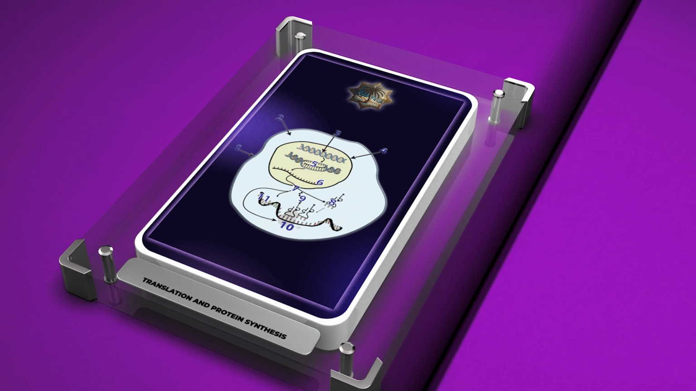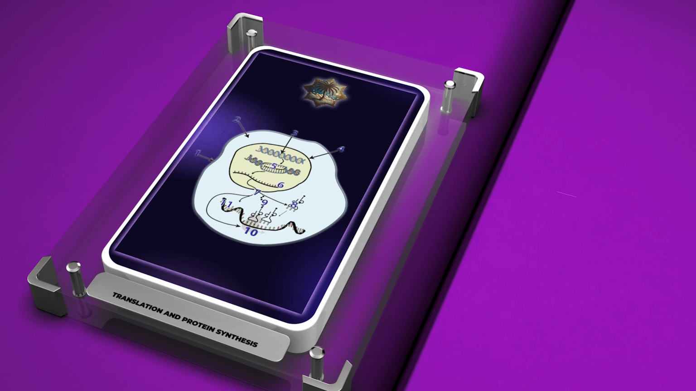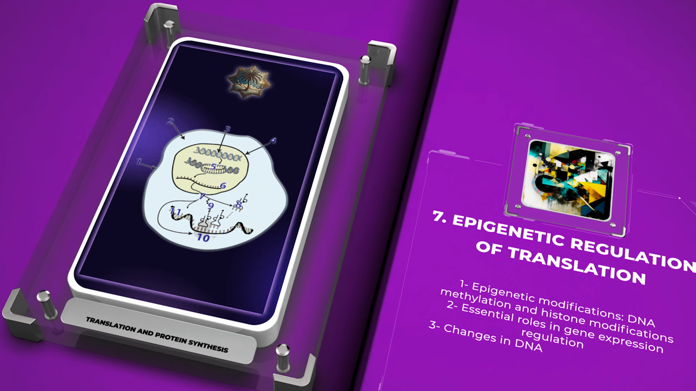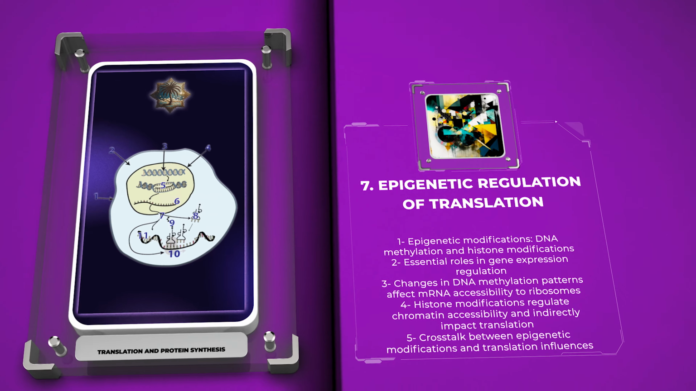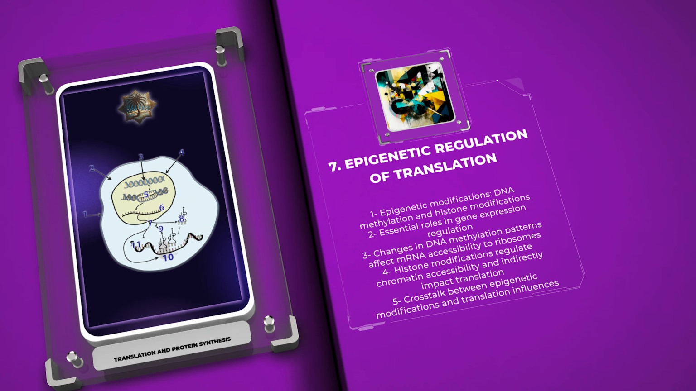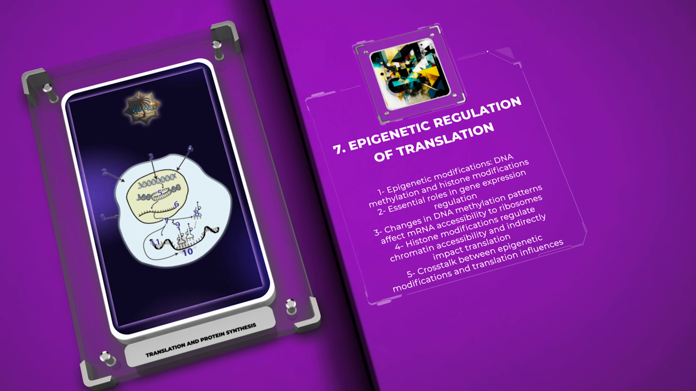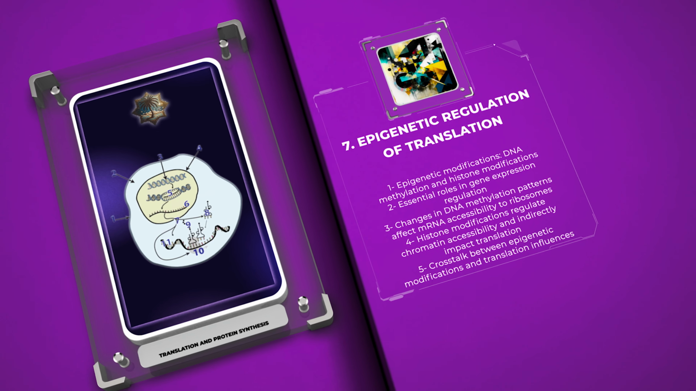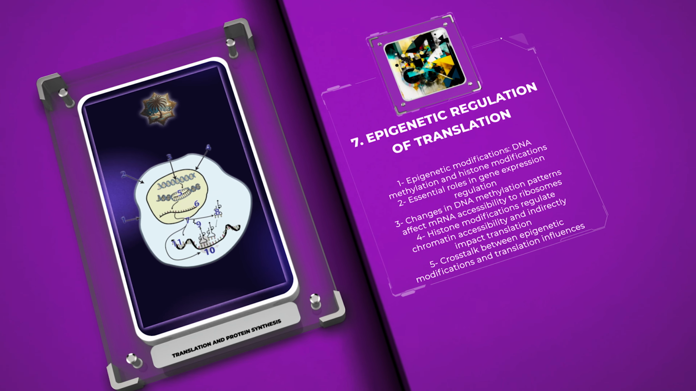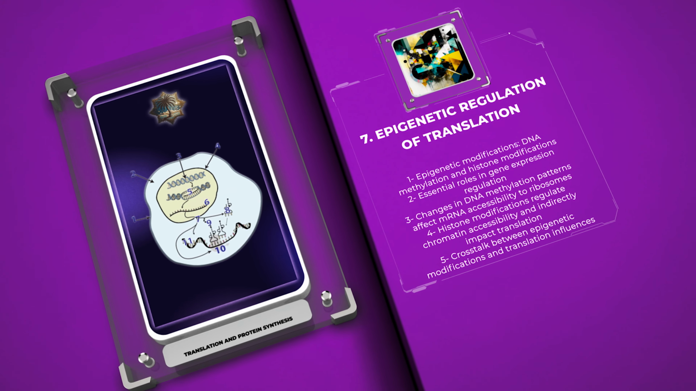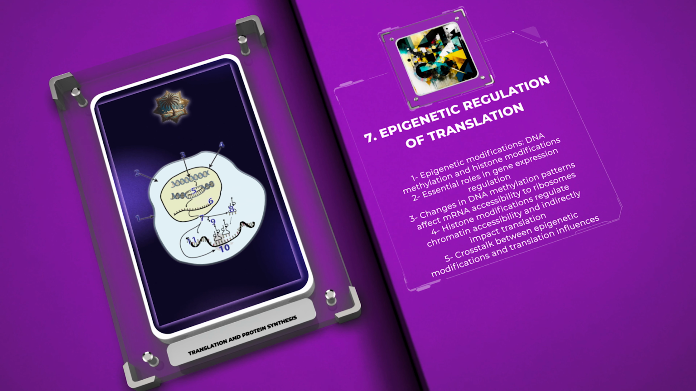Epigenetic modifications, such as DNA methylation and histone modifications, play essential roles in gene expression regulation. Recent studies have also highlighted the importance of epigenetic mechanisms in controlling translation. For example, changes in DNA methylation patterns can affect the accessibility of mRNA molecules to ribosomes, thereby influencing translation rates. Histone modifications can also indirectly impact translation by regulating chromatin accessibility and gene expression. Understanding the crosstalk between epigenetic modifications and translation provides critical insights into cellular development, disease progression, and therapeutic interventions.